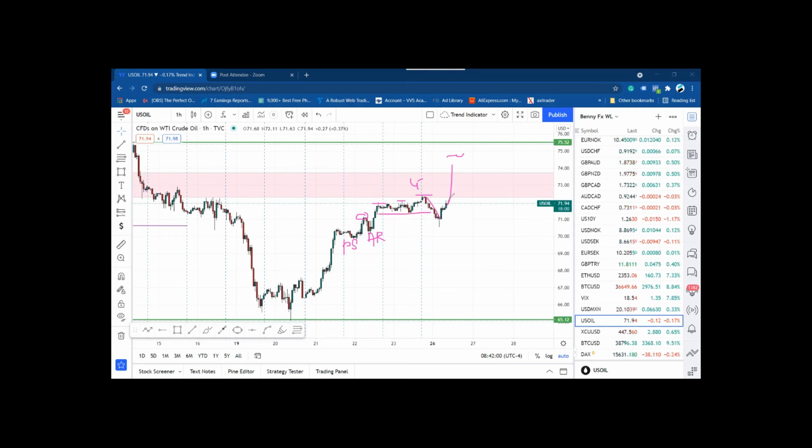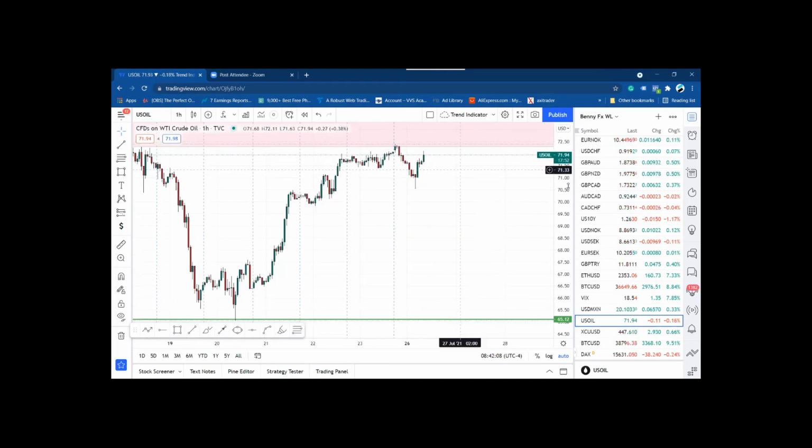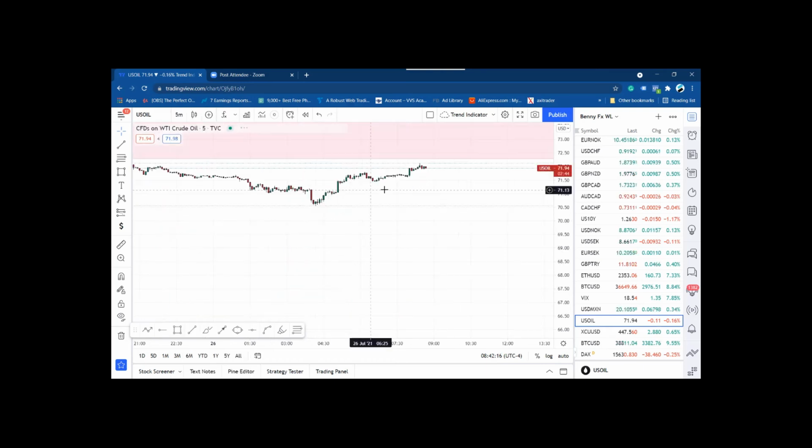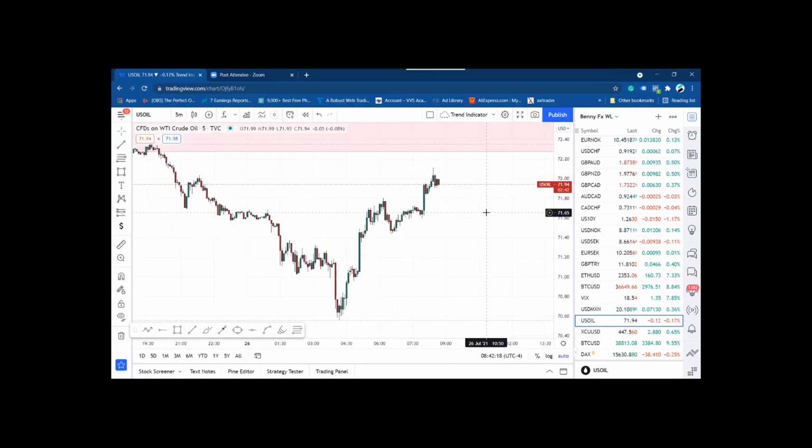So maybe price, let's see what happened in this 1 hour. So how can we tell whether the oil is going to continue to move higher or lower? On the 1 hour time frame, we already see that there is a distribution. So now I'm going down to an even lower time frame, the 5 minutes time frame. In the 5 minutes time frame, what do I see?